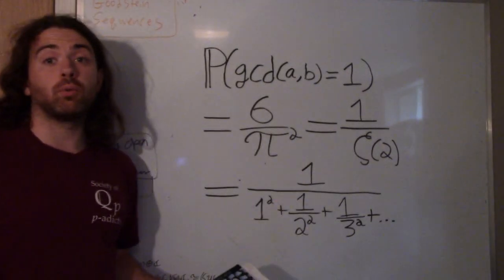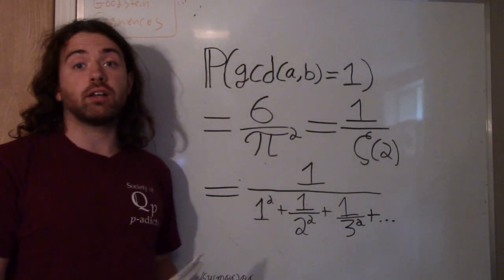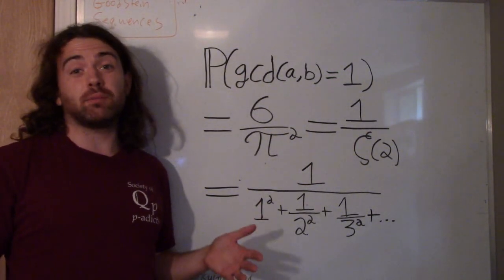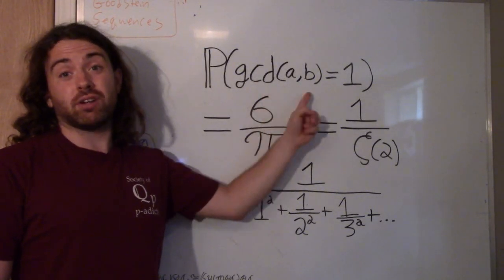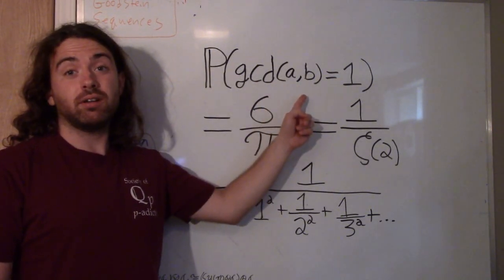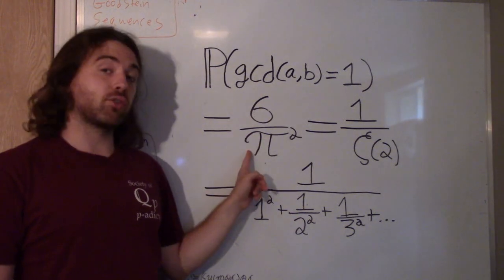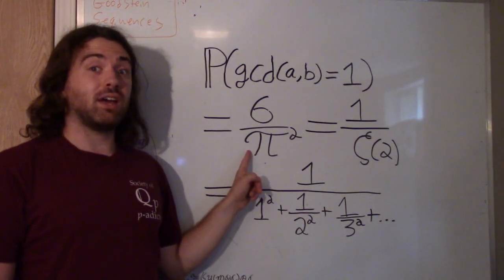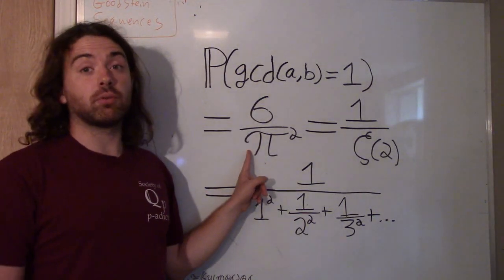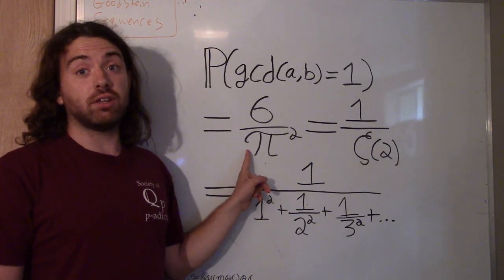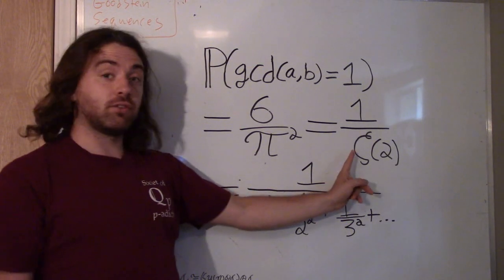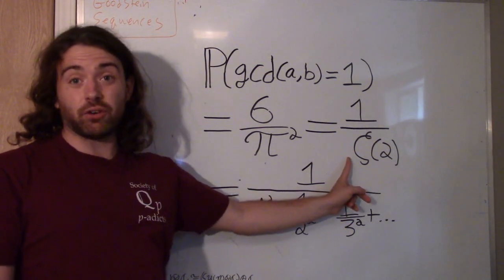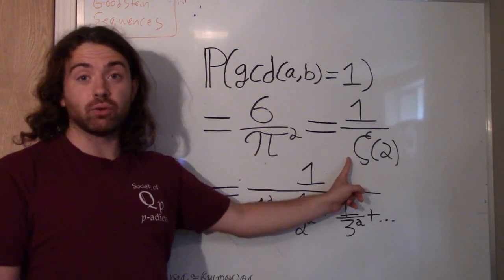Today I want to talk about one of my favorite results, which is that if you take two randomly chosen positive integers, the probability that their greatest common divisor is equal to 1 is 6 over pi squared. And this might look familiar to some of you because it's actually the reciprocal of the famous Riemann zeta function evaluated at 2.